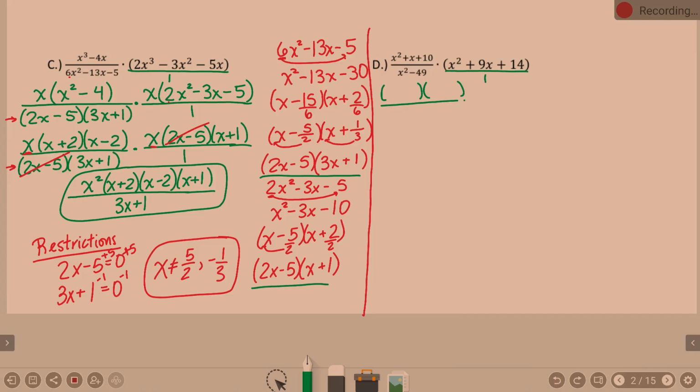So it doesn't happen a whole lot, but it does happen that this is something that doesn't factor. If it doesn't factor, just carry it down as is. So it's going to stay x squared plus x plus 10. And the only way you'll be able to cancel it is if you have another x squared plus x plus 10.